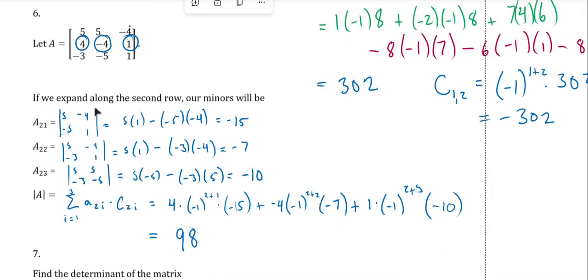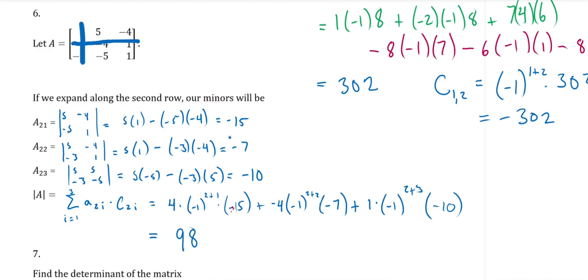For number 6, they're asking us essentially about the minors for this particular matrix, expanding along the second row. So notice if I delete the second row and the first column, I can take that determinant in order to get these values. Likewise, second row, second column, I get 5, -4, -3, and 1, and to get -7. And last, delete the second row, the third column, to get 5, 5, -3, -5, which has determinant -10.